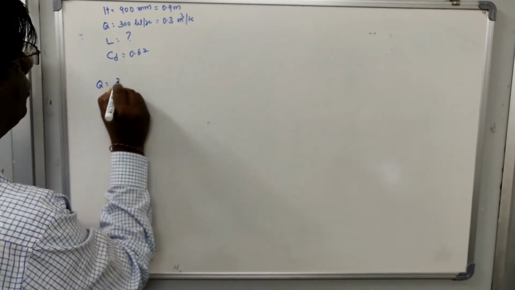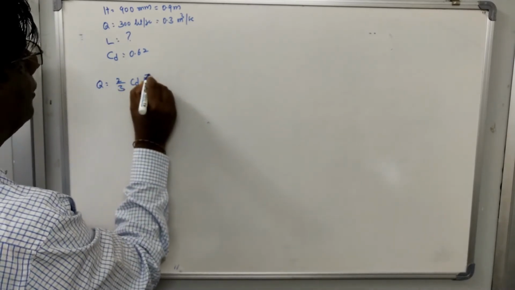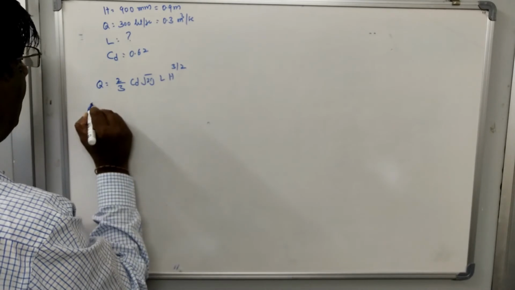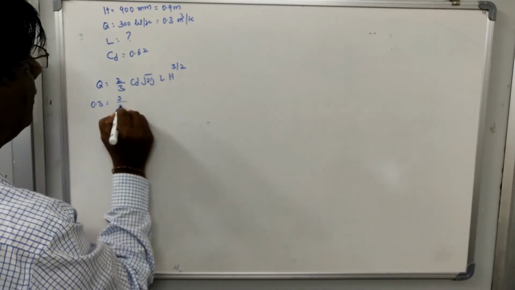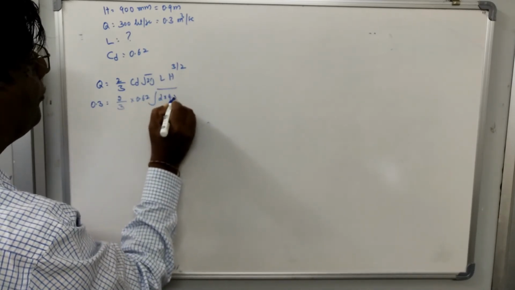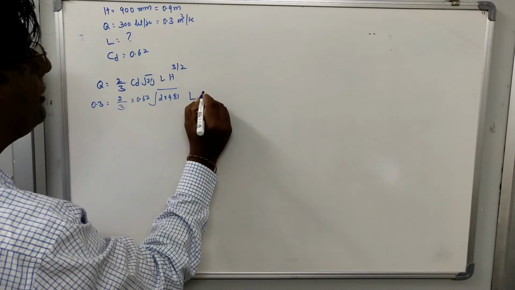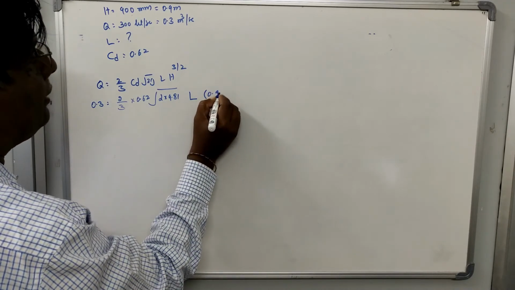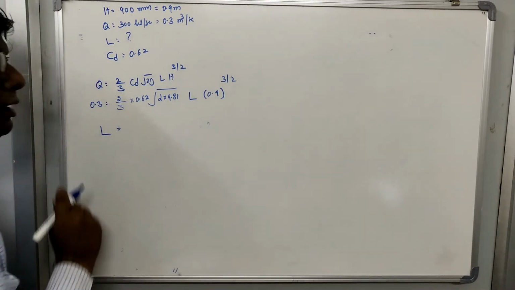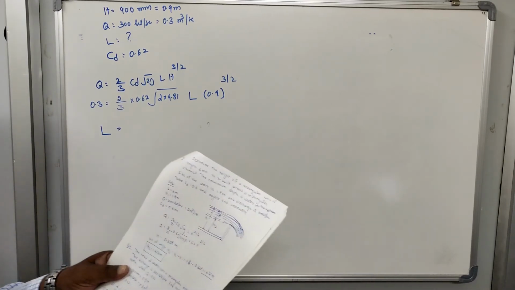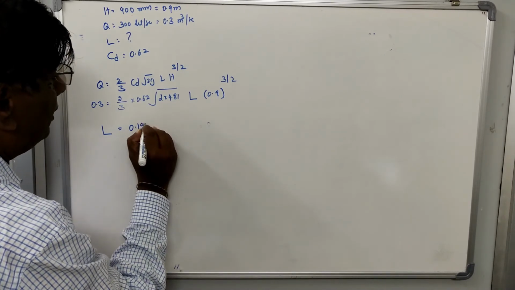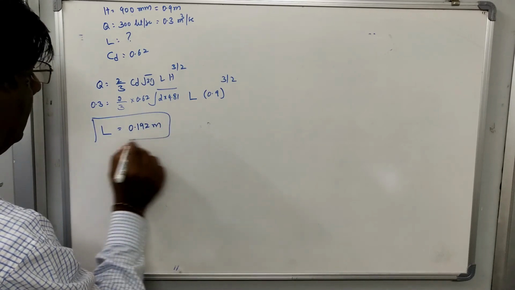Q is equal to 2/3 CD root 2g L H raised to 3/2. Q is 0.3, 2/3, 0.62, square root of 2 into 9.81. L is unknown, so you write L as it is. H is given again, 0.9 raised to 3/2. So find L, the length of the weir. After simplifying this, L is 0.192 meter. So this is the answer.